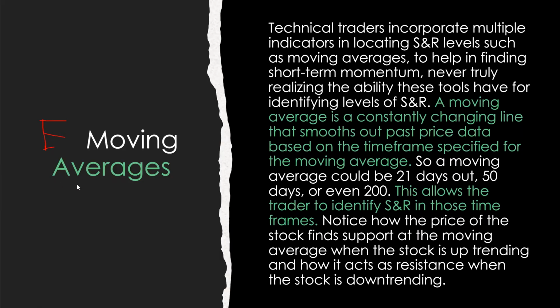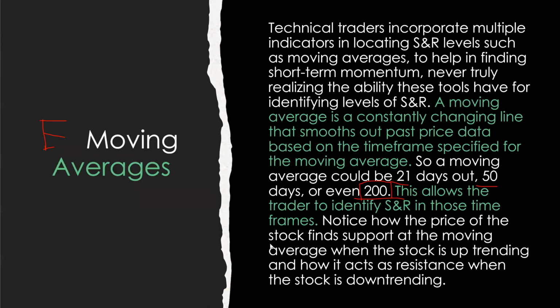I use exponential moving averages over the simple, but a moving average is just a constantly changing line that smooths out past price data based on the time frame specified for the moving average you choose. So a moving average could be 21 days out, 50 days out, or even 200 days out. The 200, everyone write this down, the 200 moving average is the most respected moving average, the 200 on the daily, right? When you have stocks that hit the 200 on the daily, it's widely seen as a buying opportunity. This allows traders to identify support and resistance levels in those time frames, all right?